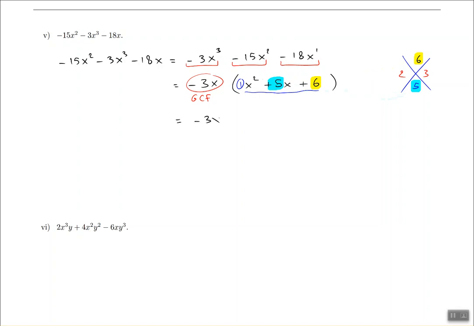So write the negative 3x first, then put 2 parentheses, and we can use the shortcut in this case. Because there's a 1 in front of the x squared, we can write down x plus 2, and finally x plus 3. And that's literally the end of the problem. So again, it sounds complicated at the very start, but if you organize your work, it should be very straightforward.